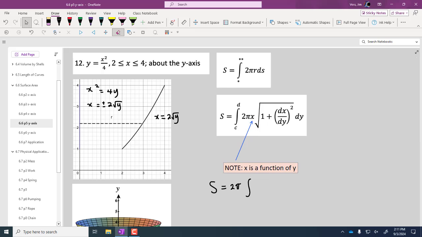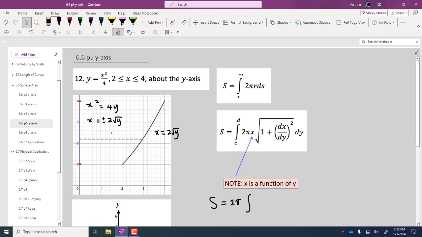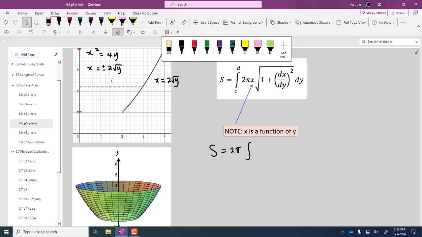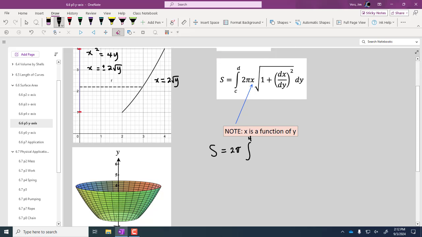So now we have to look at the corresponding y values. The corresponding y values are going to go from 1 to 4 on the y-axis. So the x value of 2 corresponds to a y value of 1, and x value of 4 corresponds to a y value of 4. So we'll go from 1 to 4, and then x, that is the radius, that's the distance over to the y-axis, that's the function that we have, so 2 square roots of y.